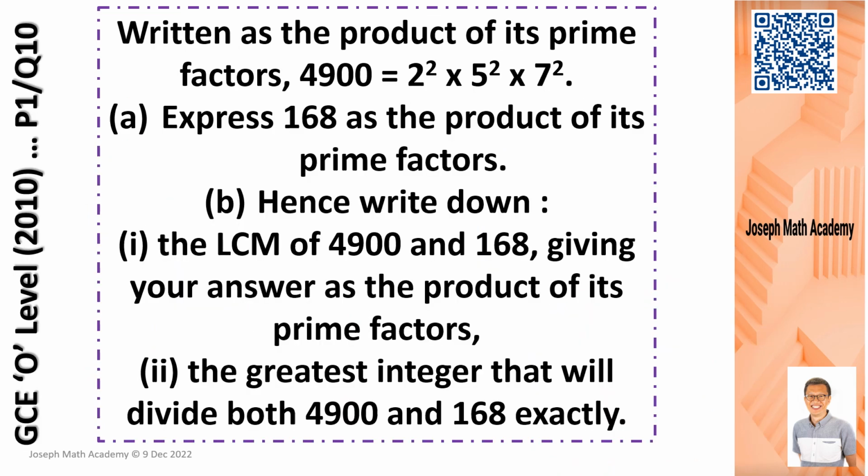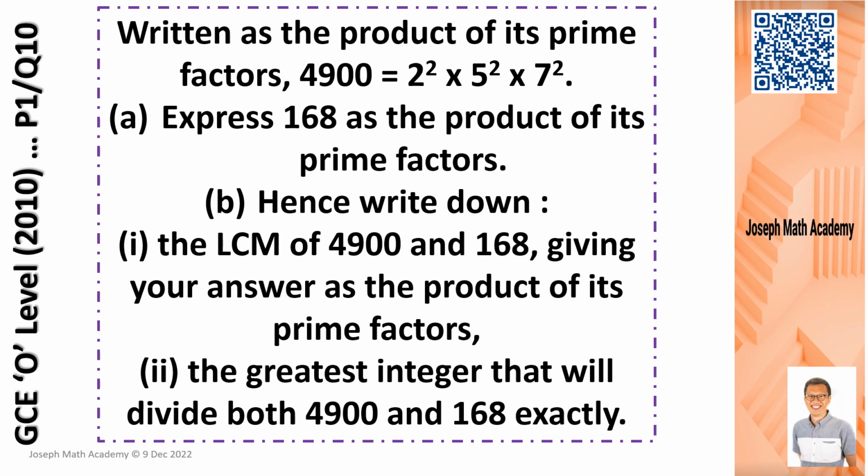Okay, I'm going to move to a GCE O Level question. It is taken from the year 2010. It is a paper 1 question and it's number 10. The question goes like this. Written as the product of its prime factors, 4,900 is equal to 2 square times 5 square times 7 square.